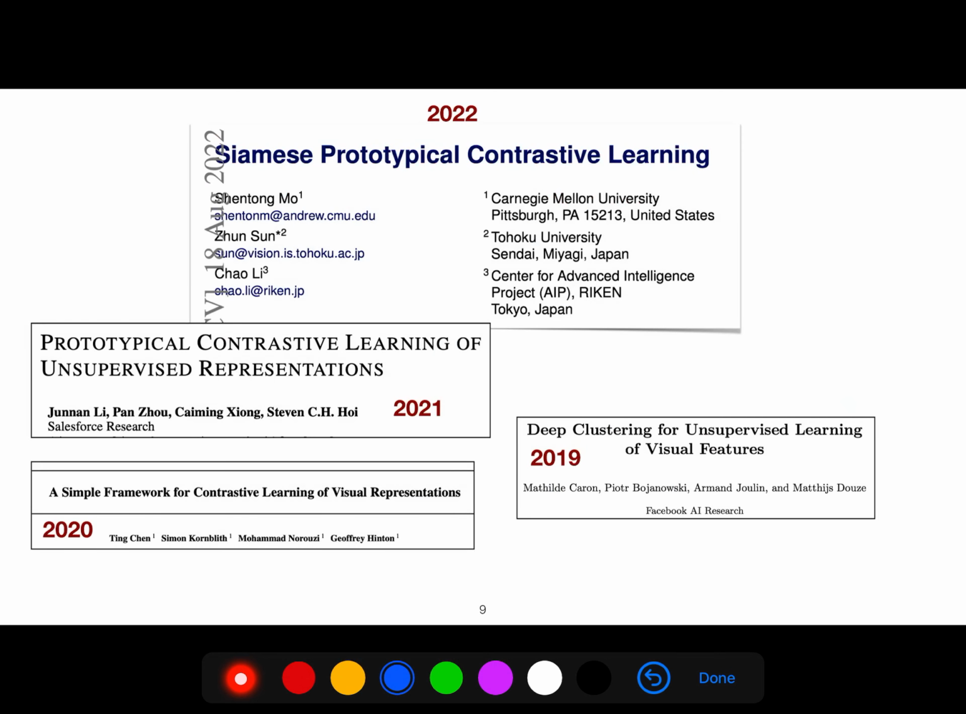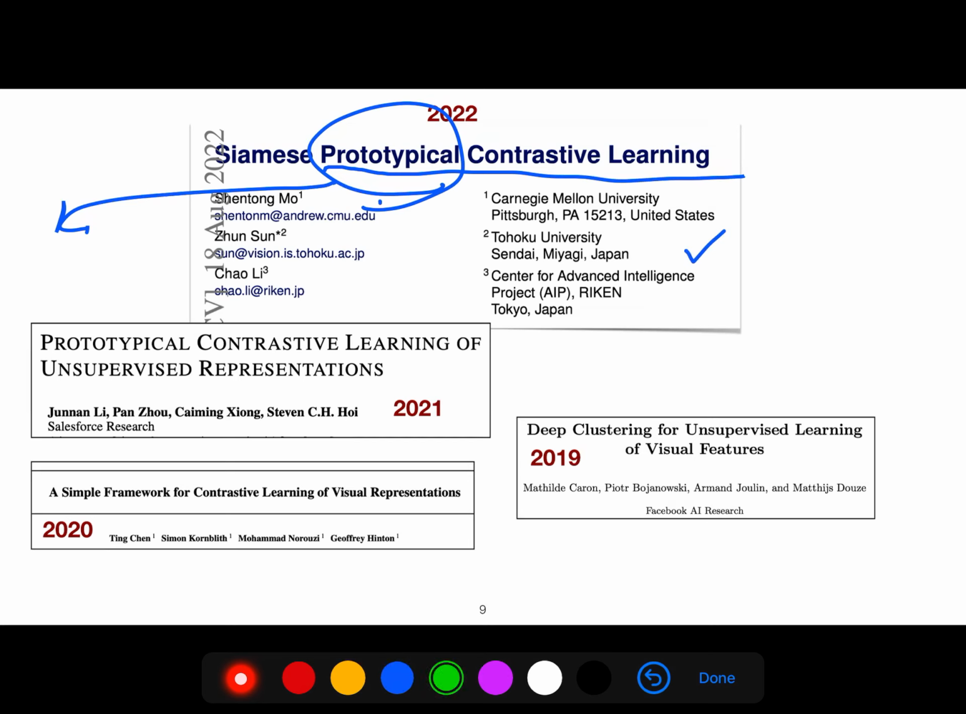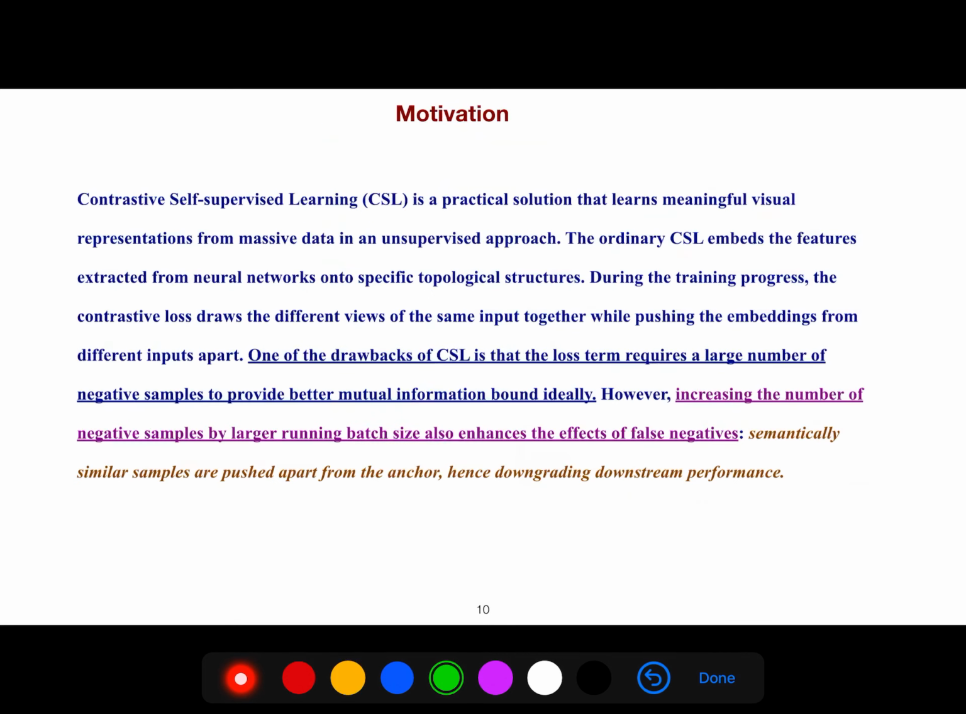So let's focus on this paper in 2022, which is siamese prototypical. So it uses these prototypes, and I think they draw inspiration from that few-shot learning prototype network, or proto network, that I've explained in the playlist for few-shot learning. And these are positive samples. They are very related to this article.